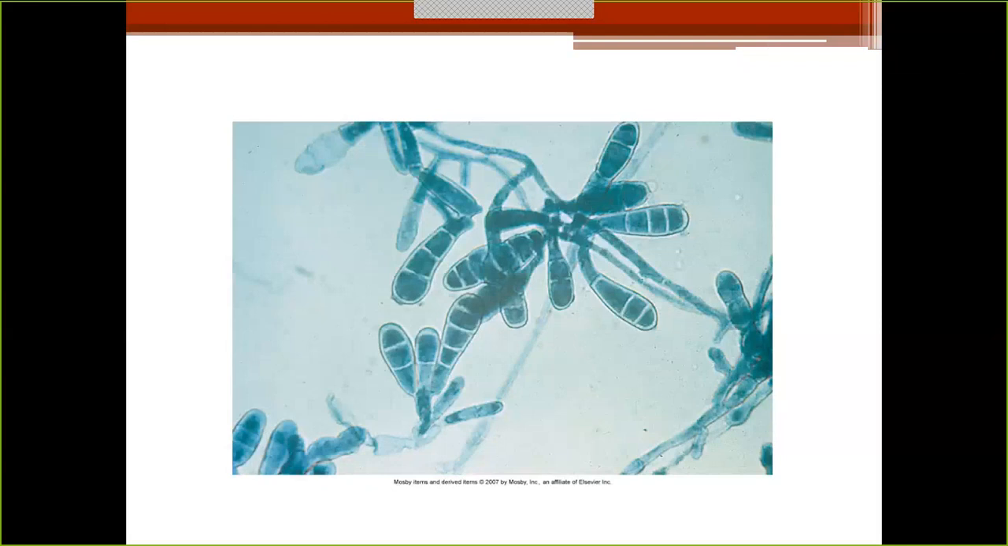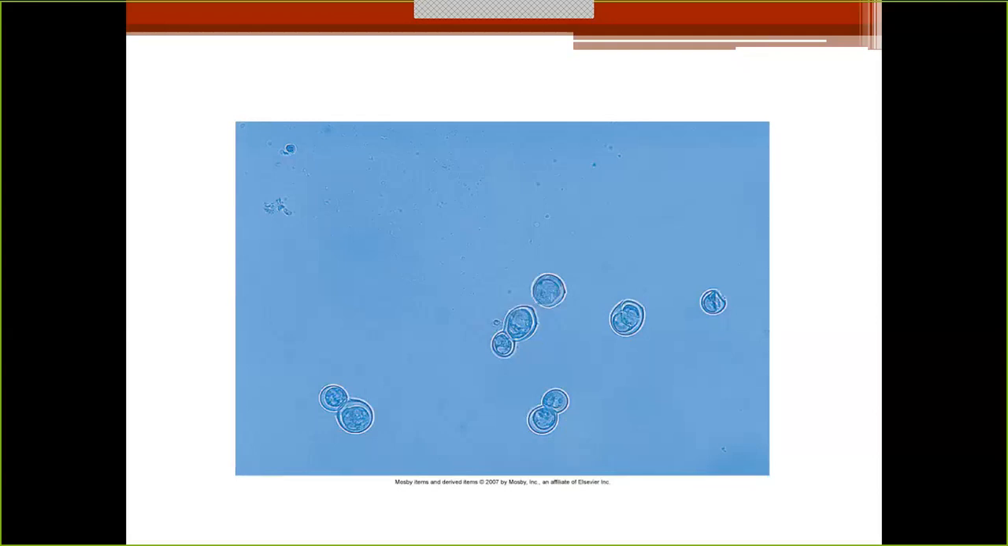Again, the club shape or beaver tail, so you should be thinking Epidermophyton floccosum. This is the thick-walled yeast, so you can see the really thick wall in the yeast stage here. This is another dimorphic fungus, and this is Blastomyces dermatitidis. Blastomyces dermatitidis, thick-walled yeast.